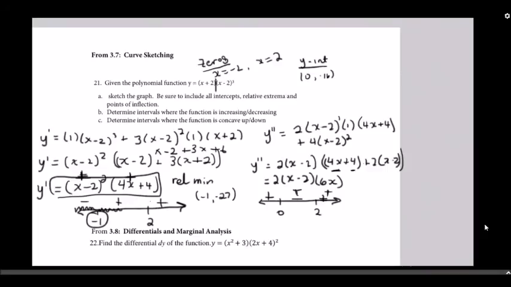So there's a point of inflection at the point 0, comma negative 16. We had already found that point up here. The y-intercept is a point of inflection. And there's a point of inflection at the point 2, comma 0. We had already found that point up here as one of the x-intercepts. So the y-intercept is a point of inflection, and one of the x-intercepts is a point of inflection.